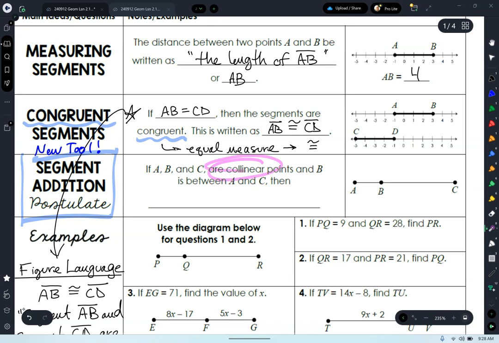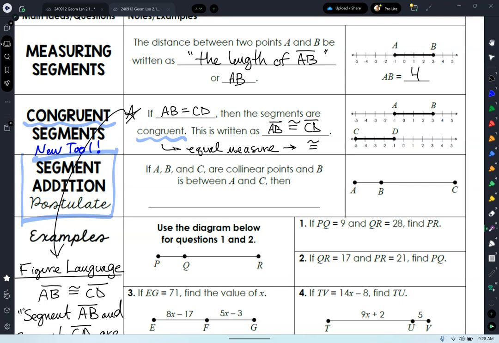Those points are collinear. What do we mean by collinear? They sit on the same straight pathway, right? So this would be a picture of points A, B, and C, all right? So A, B, and C are collinear, and B is in between A and C. Does that mean that B is in the middle of A and C?